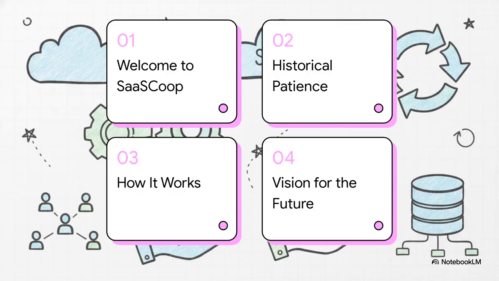Okay, so here's our roadmap for today. Section 1, Welcome to SaaSCoop. Section 2, Historical Patience Explained. Section 3, How the Cooperative Works. And finally, Section 4, Our Vision for the Future.